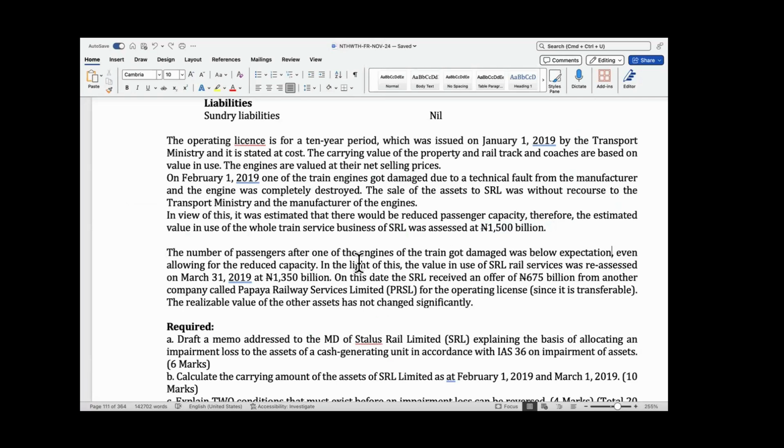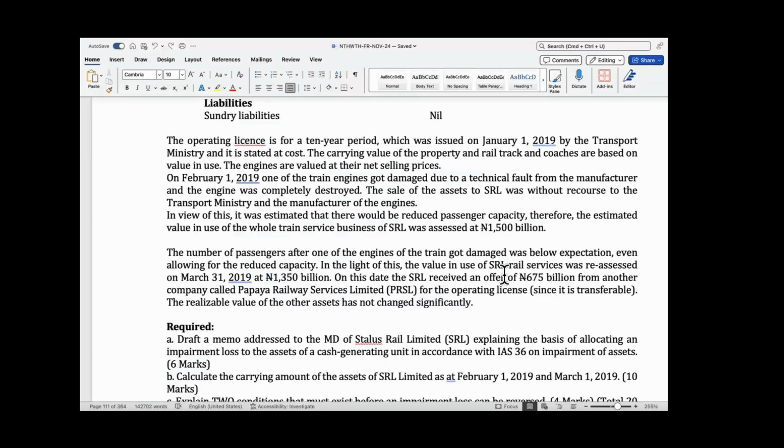Even allowing for a reduced capacity. In the light of this, the value in use was reassessed again in March, and it is now 1.3. Oh, very sad. Very, very sad. It has even reduced further. Now, I'm sure this guy is now considering that this thing is not profitable again.